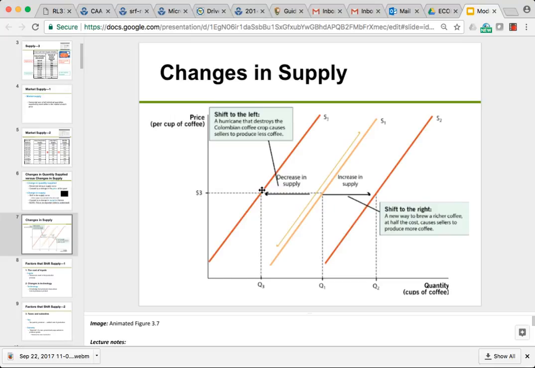Let's take an opposite case. Suppose there was a new way to brew a richer coffee at half the cost, which causes sellers to produce more coffee. Well, then what we would see, because again, this is a change in a non-price factor, is an increase in supply out here onto this new curve.